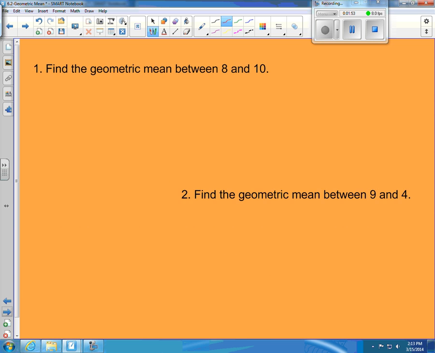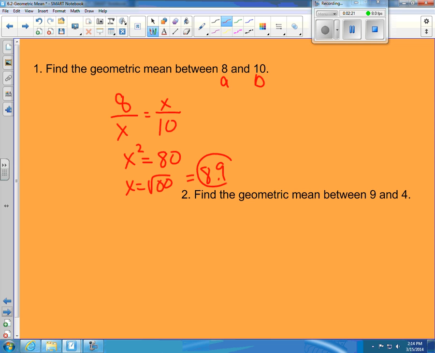All right. So we're just going to do geometric mean for some numbers. Find the geometric mean between 8 and 10. So let's just call 8 our A and 10 our B. We could put them into this proportion here and solve for x. So we get x squared equals 8 times 10, which gives us 80. So x is the square root of 80, or, again, let's just round to one decimal place, 8.9.